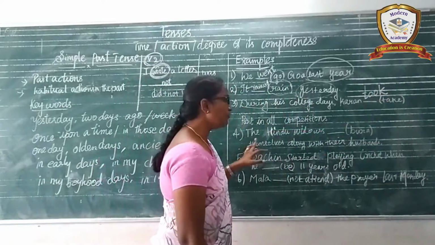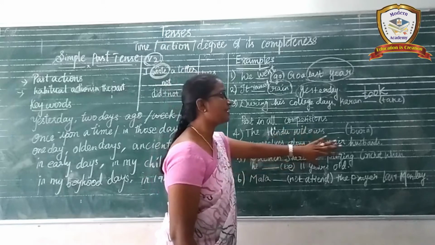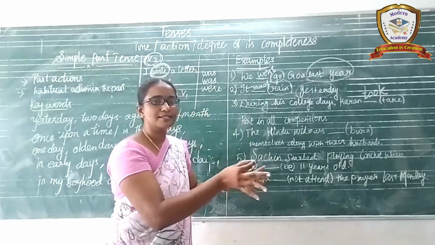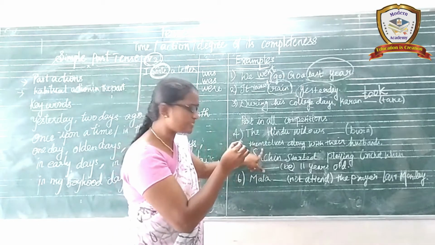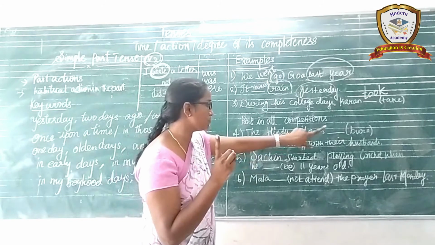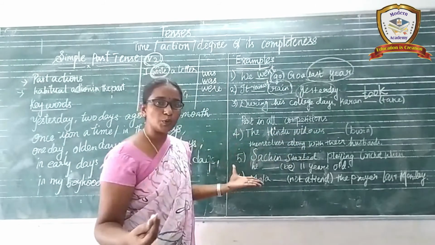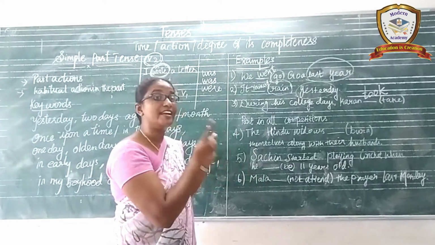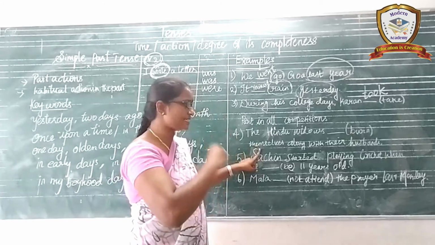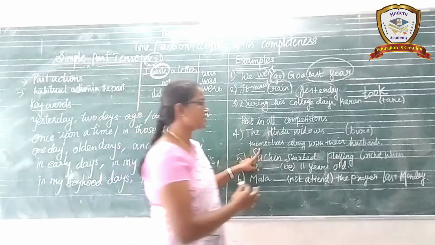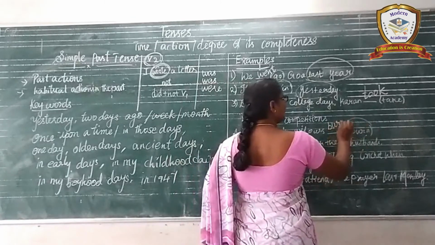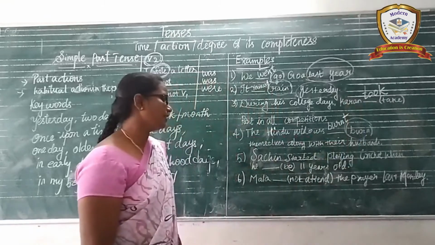And the next one: the Hindu widows dash burn themselves along with their husbands. There is no clue word, but this incident happened in the past. You definitely learned this sentence in history, in social studies. Isn't it an SST subject, children? You just understand the concept of the sentence. When did the incident happen? It's very important. This incident happened long ago, years ago. So which tense are you going to appropriate? Simple past tense. Burn, past form is burned. Do you all understand? Let us go to the next sentence.